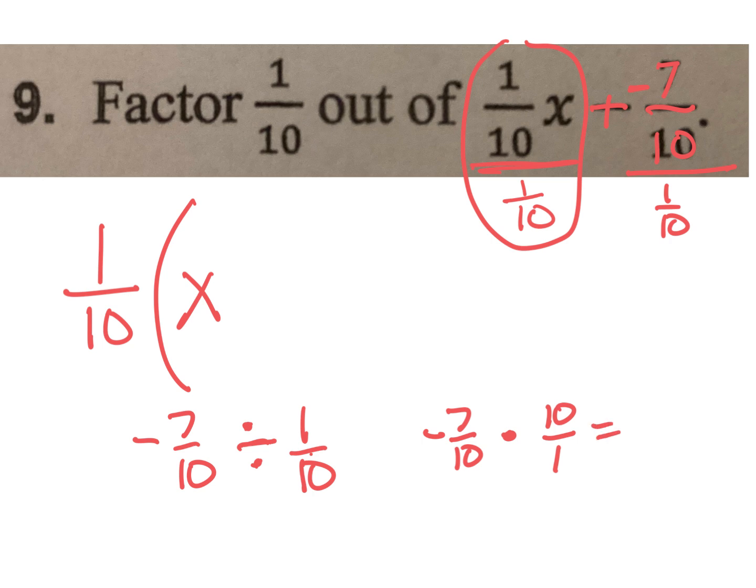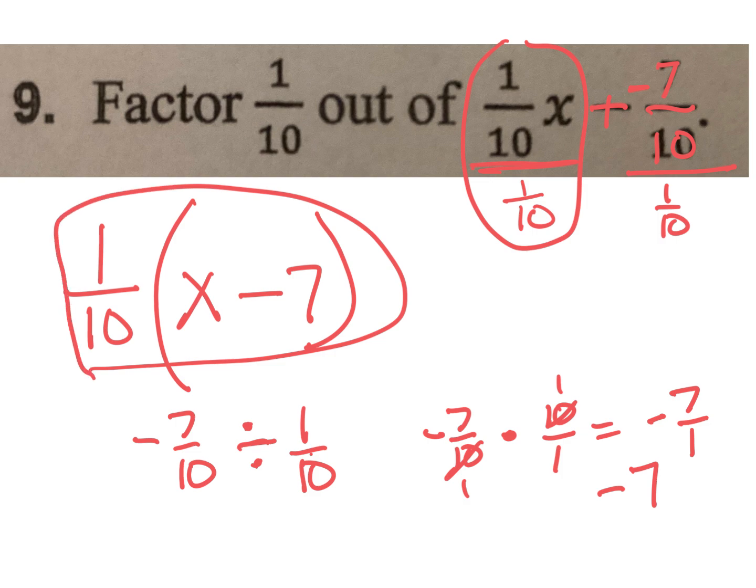Okay, so now I can cross simplify. That 10 becomes a 1, that becomes a 1. Now it's negative 7 times 1 is negative 7, 1 times 1 is 1, and negative 7 over 1 is the same as negative 7. So now I bring my negative 7 and put it right here, and that's what I get. This here is my answer.